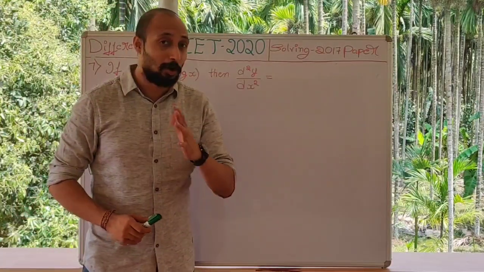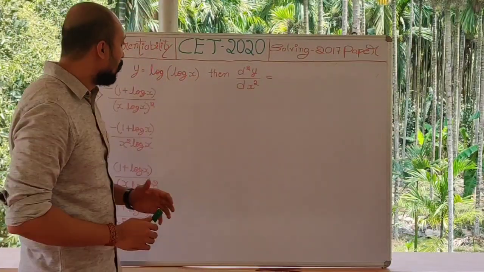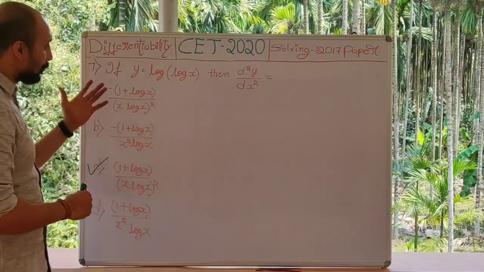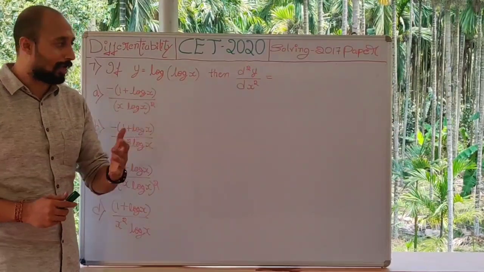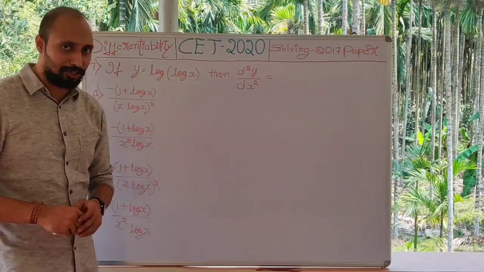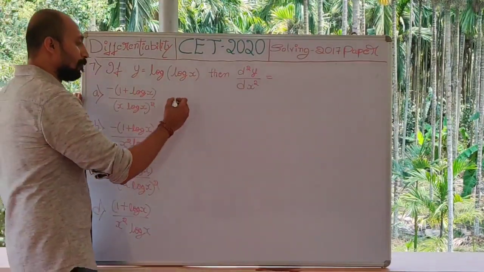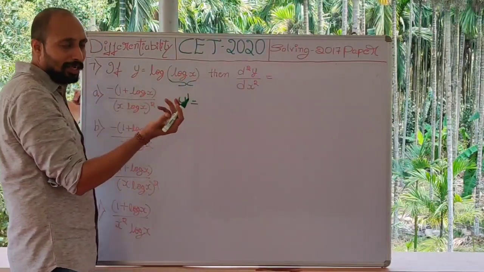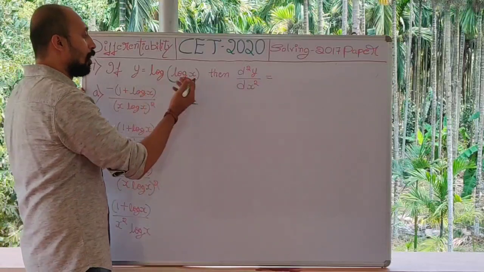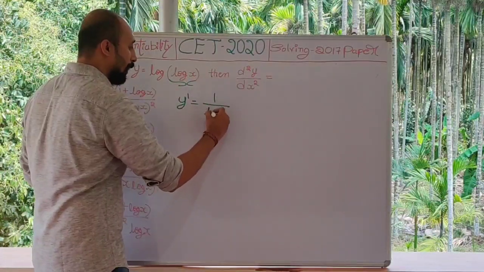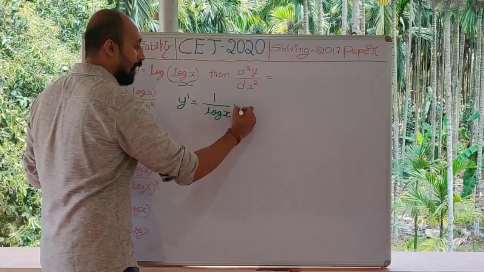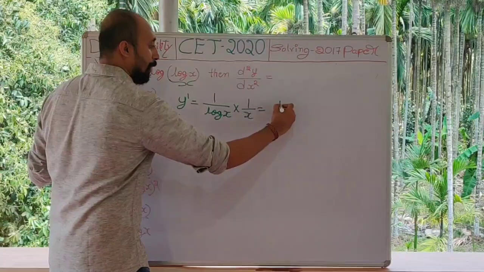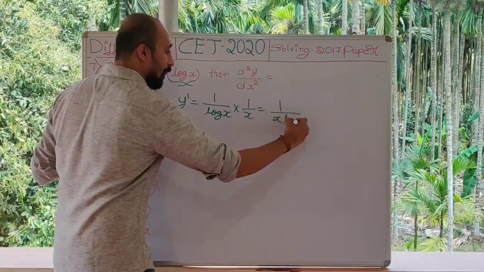And the final problem of 2017 is here. They have given y is equal to log of log x. I need to find the double differentiation. So the first differentiation, y dash, is very simple. It is composite, we will be considering this as x. What is the differentiation of log x? 1 by x. Whatever we consider as x should be differentiated and multiplied. So first time differentiation is 1 by x log x.